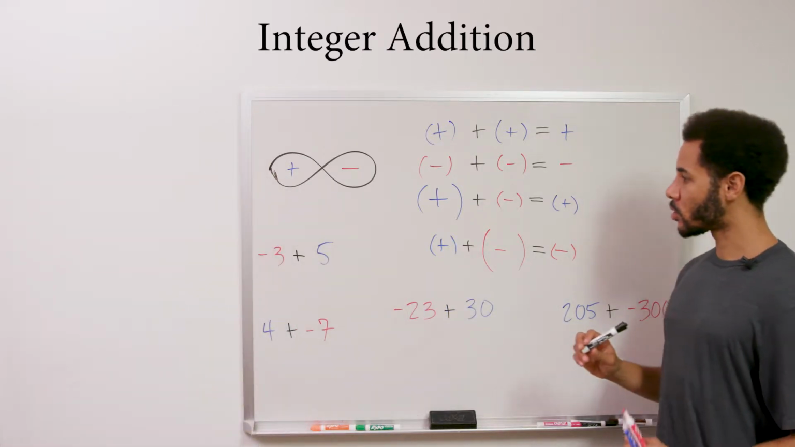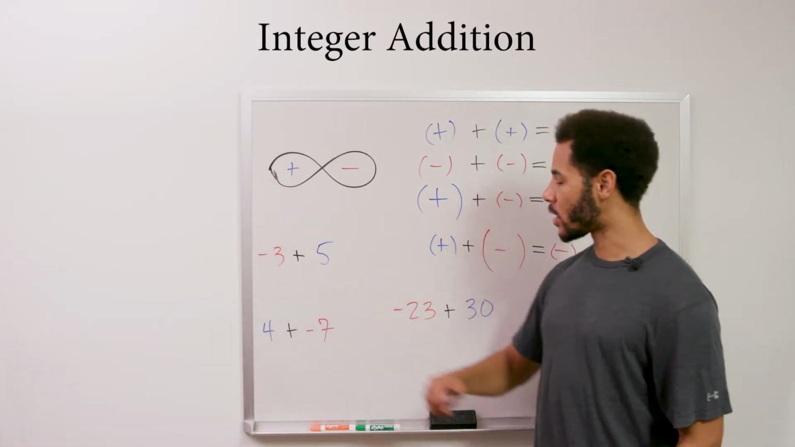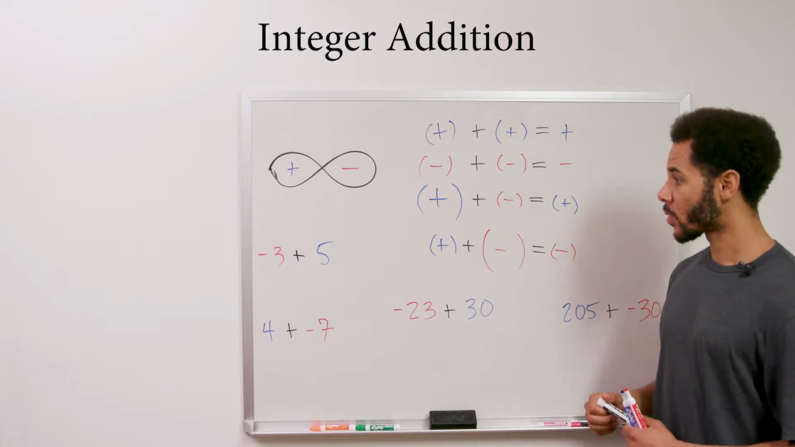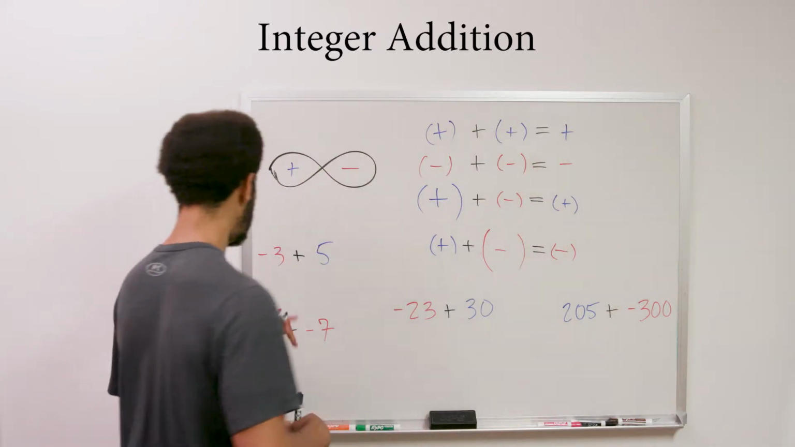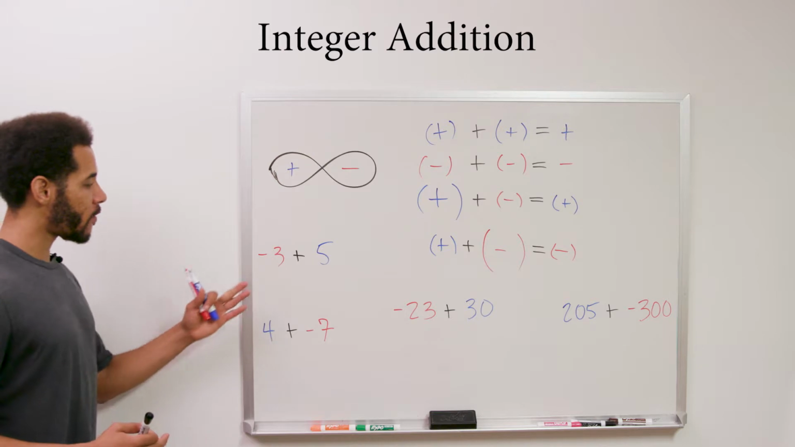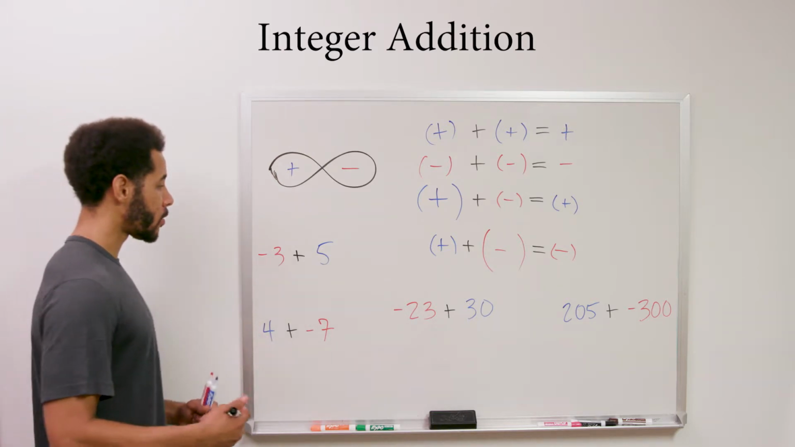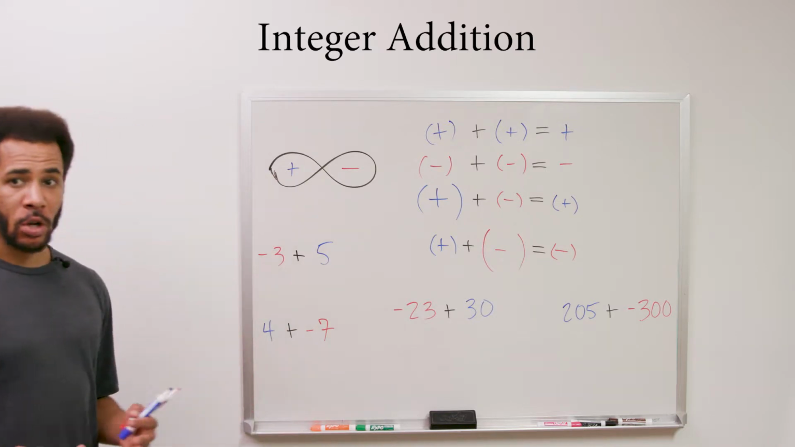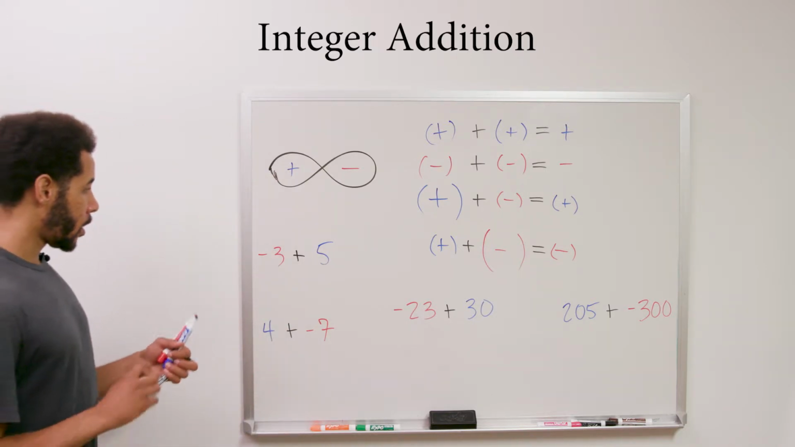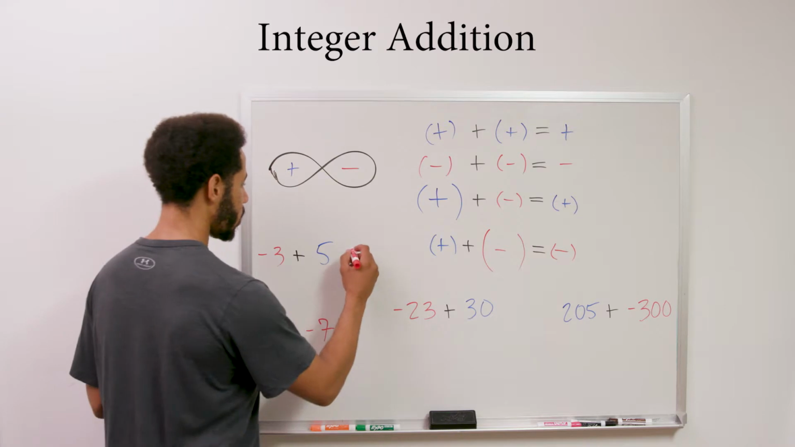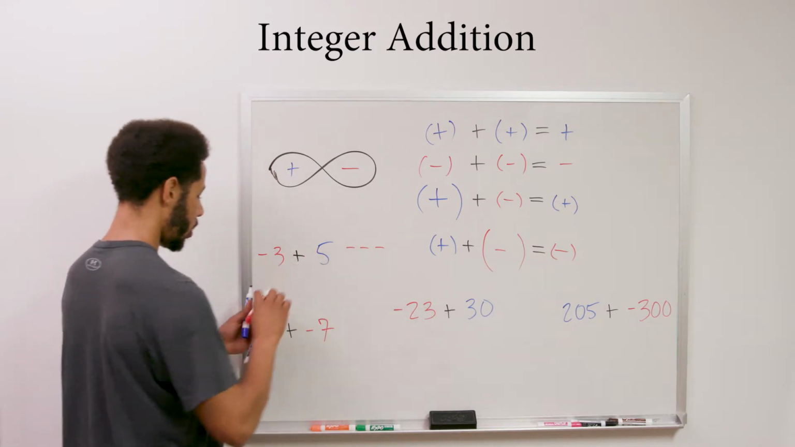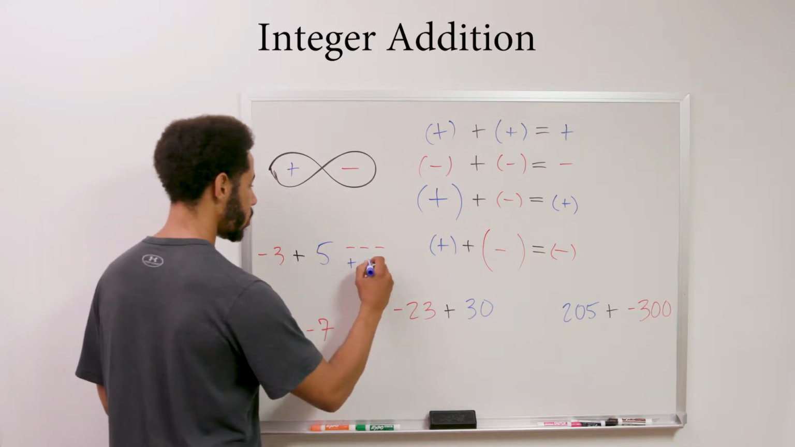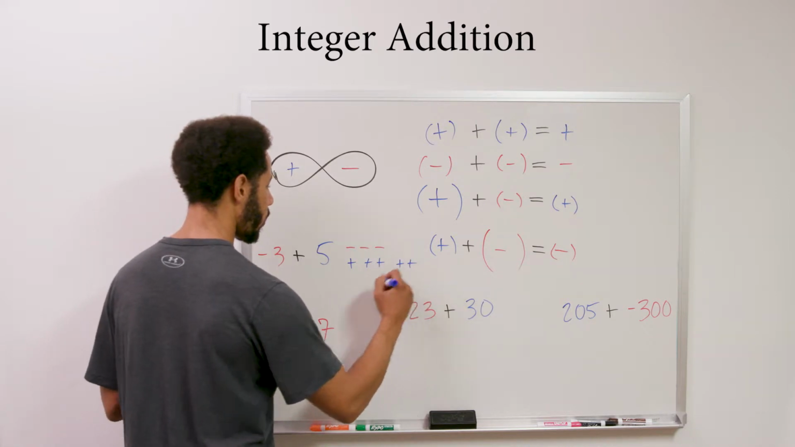Let's look at some examples now where we're adding a positive and a negative number. The signs are not the same. The first thing we want to ask ourselves is, will my final evaluation be positive or negative? Look at whichever term has the greatest absolute value, and that lets you know if your final answer will be positive or not. In this case, we have 3 negatives: 1, 2, 3, and 5 positives: 1, 2, 3, 4, 5.